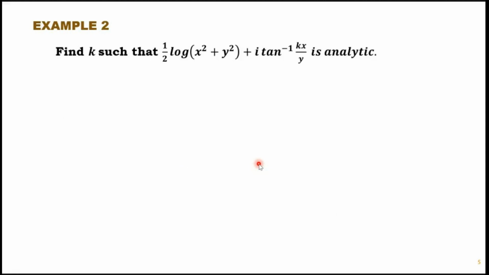Okay, so take the next problem. Find k such that half log x square plus y square plus I tan inverse of kx by y is analytic.